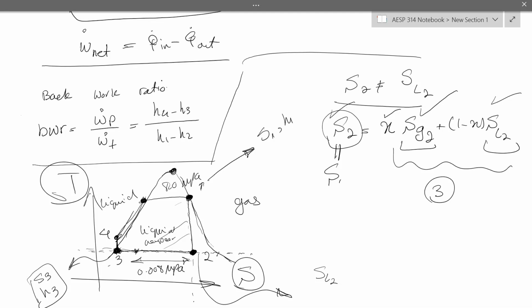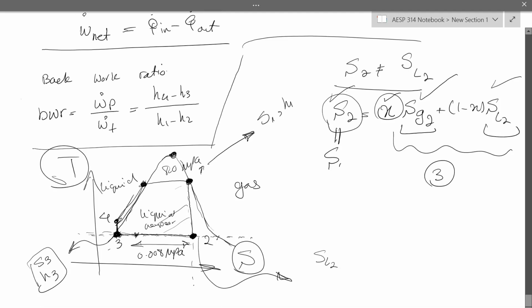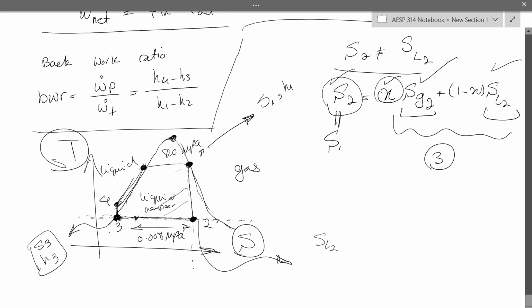Okay, so we can find the vapor quality, but we still don't have the enthalpy at state 2. How can we find enthalpy? The same formula: X times HG2 plus 1 minus X times HL2. We can read the HG and HL from the tables. We have calculated X. We can find H2. So we have H1, H2, and H3 at this point.